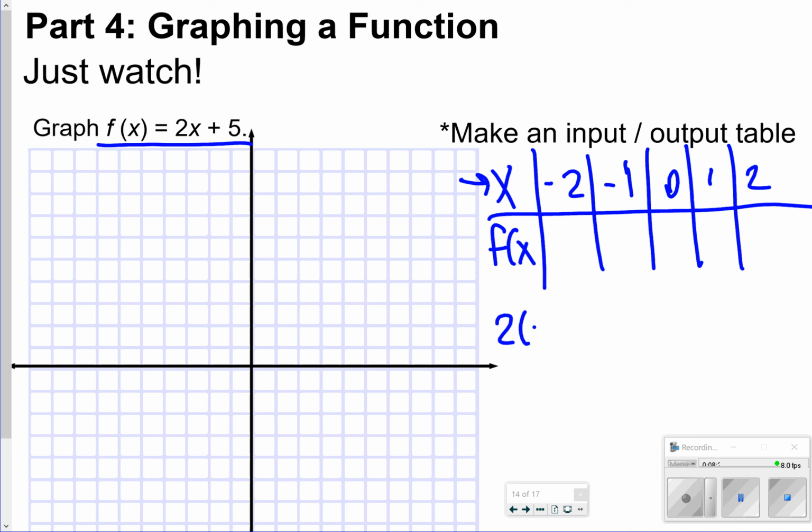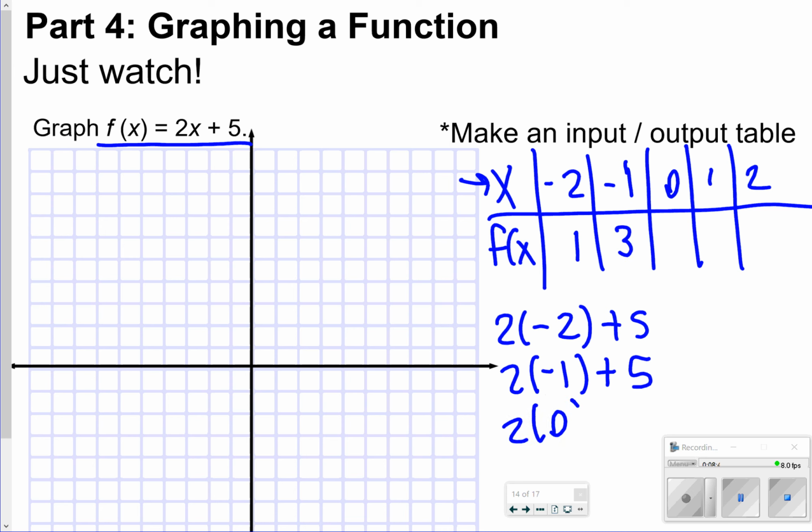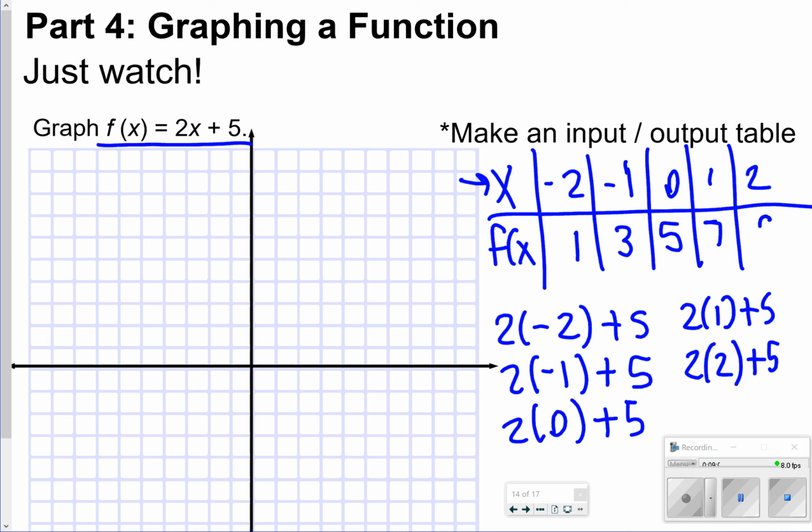So the first one you'd have 2 times -2 plus 5. That's -4 plus 5, which is 1. The next one, if you plug in -1, 2 times -1 plus 5. 2 times -1 is -2. -2 plus 5 is 3. The next one is 0. So if we plug in 0, that's 2 times 0, which is 0, and 0 plus 5 is 5. Next one we have is 1. 2 times 1 is 2, plus 5 is 7. And then the last one, if we plug in 2, 2 times 2 is 4, and 4 plus 5 is 9. To double check your work, it should be increasing by a steady amount. This one is always increasing by 2.